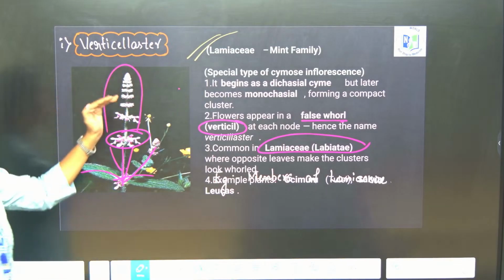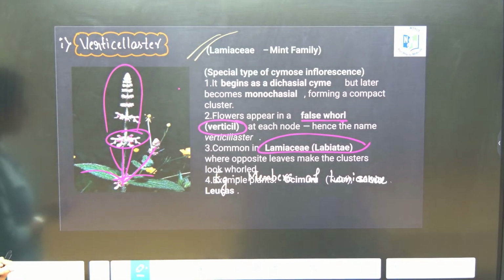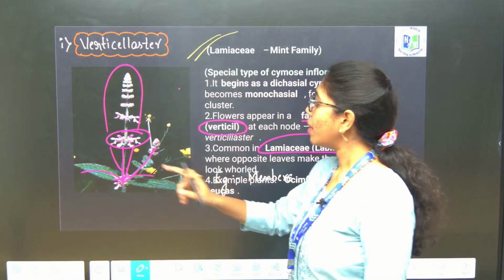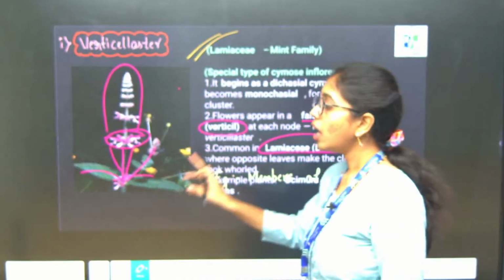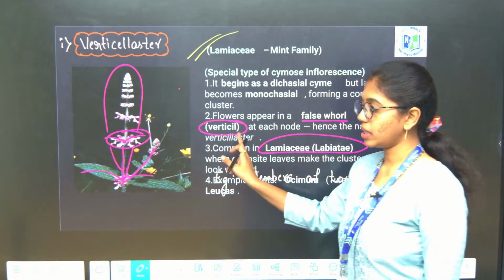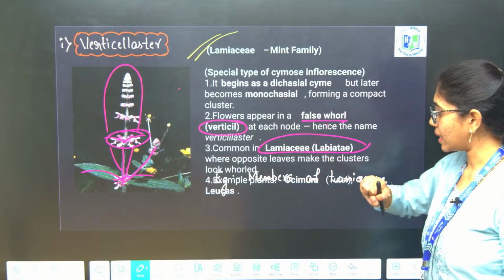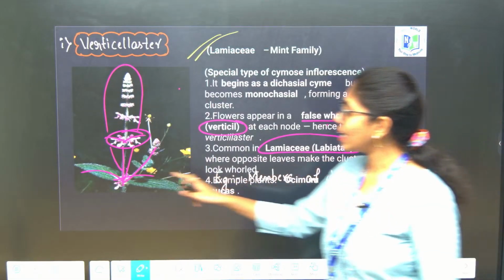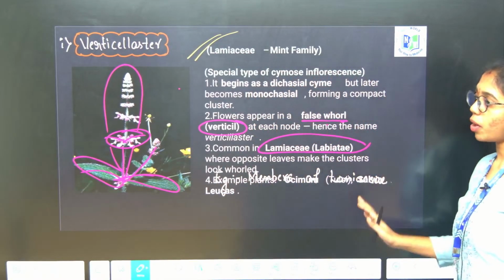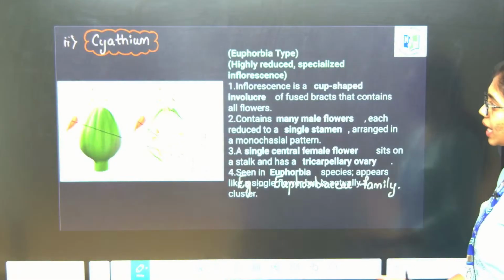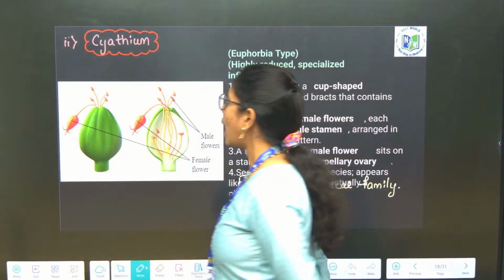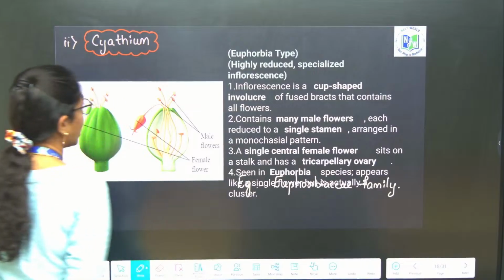What are the important points that you have to remember from verticillaster type of inflorescence, ma? This begins as a dichasial cyme, terminates into a monochasial cyme, and at each node you can see flowers appear like a false whorl. False whorl means verticil, that is why it is named verticillaster, wherein opposite leaves arise at each node. So these are the major key points that you have to remember from verticillaster type of inflorescence.